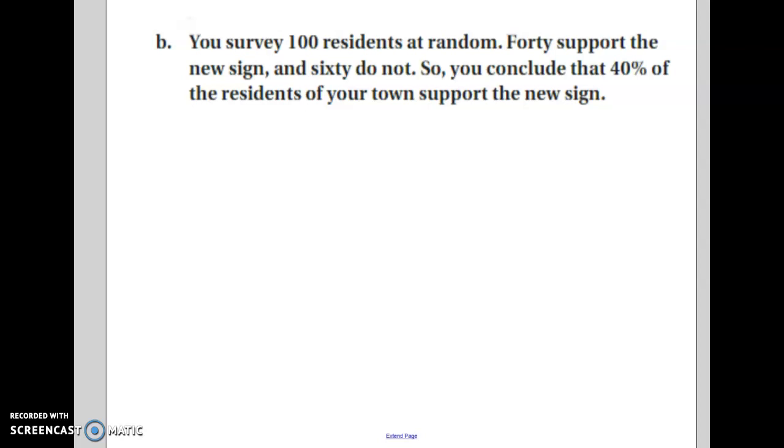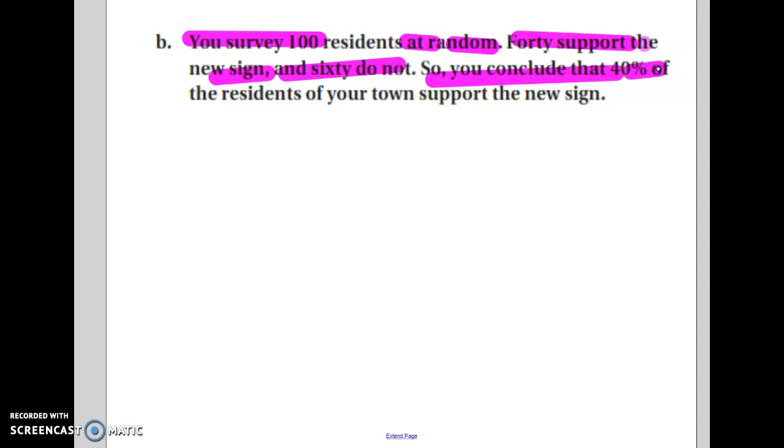Now, if you were to take the same proposal, trying to identify how many of your residents support the stop sign, if you survey 100 residents, that's a bigger sample, so it's better, and if it's just at random, and you come to these conclusions, you conclude 40 support the new sign and 60 do not of the 100 that you sampled, you could conclude that 40% of the residents support the new stop sign. Because it's a big enough sample, and because it was more random than the previous one, I would say that these results are in fact valid.